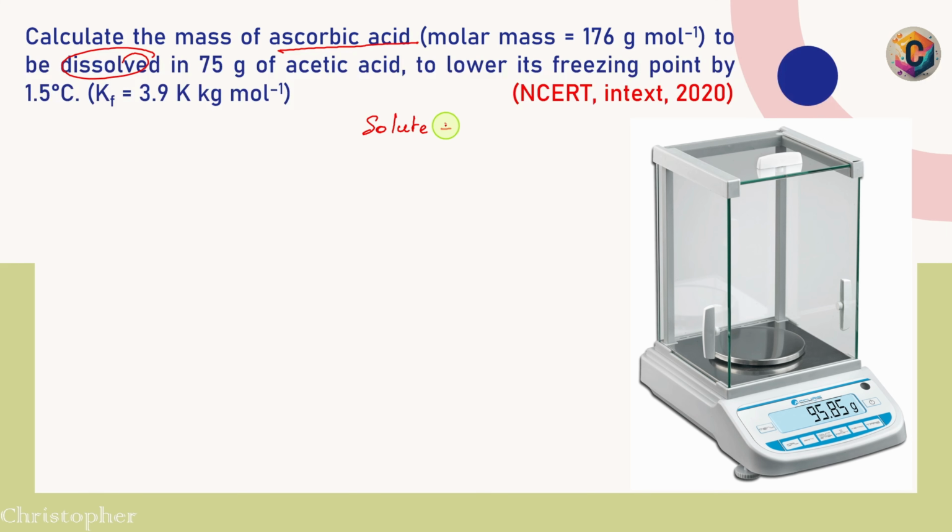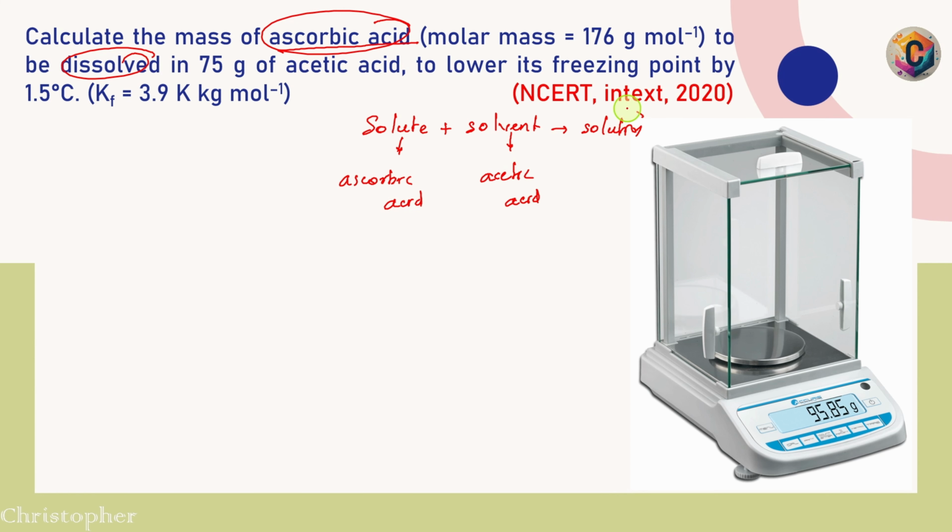When solute is dissolved in solvent, you get a solution. So this is our solute. It's going to be dissolved. Solute is a substance that is dissolved. The solvent is the one which dissolves it. So ascorbic acid is our solute, and the solvent is our acetic acid, right?